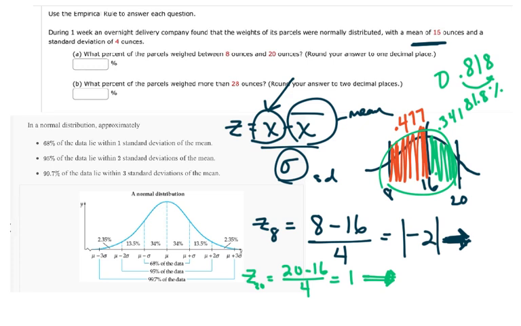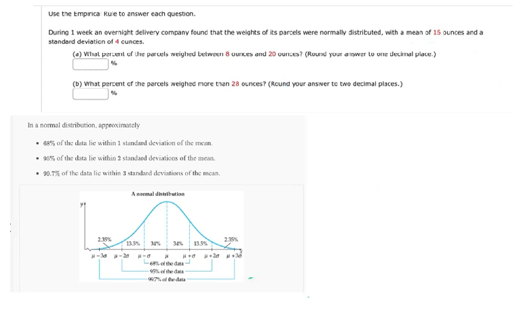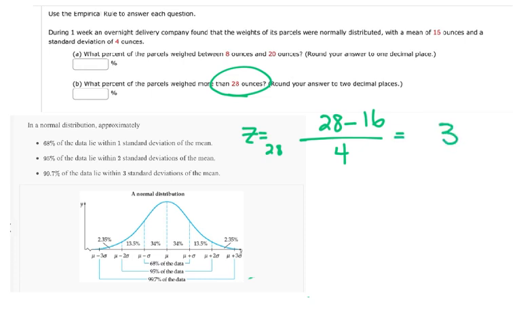Okay, so let's try another one. Let's try part B, right? So if we're going to use the z-score, we're going to get out our little equation. For some reason, my pen didn't want to work. And I'm going to do this for 28, because that's what we're testing. So I'm going to do 28 minus the mean all over the standard deviation. When you crunch that in, you get 3.